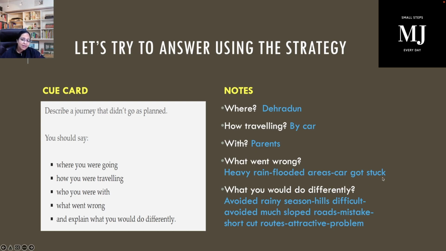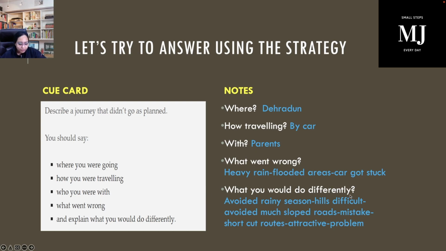So I am giving myself hints to keep on speaking when I'm actually speaking in that 1 or 2 minutes. Okay? So heavy rain was there, that's why the areas got flooded and the car got stuck and all of that. And I know when I see my paper, I'm able to speak. Got it?